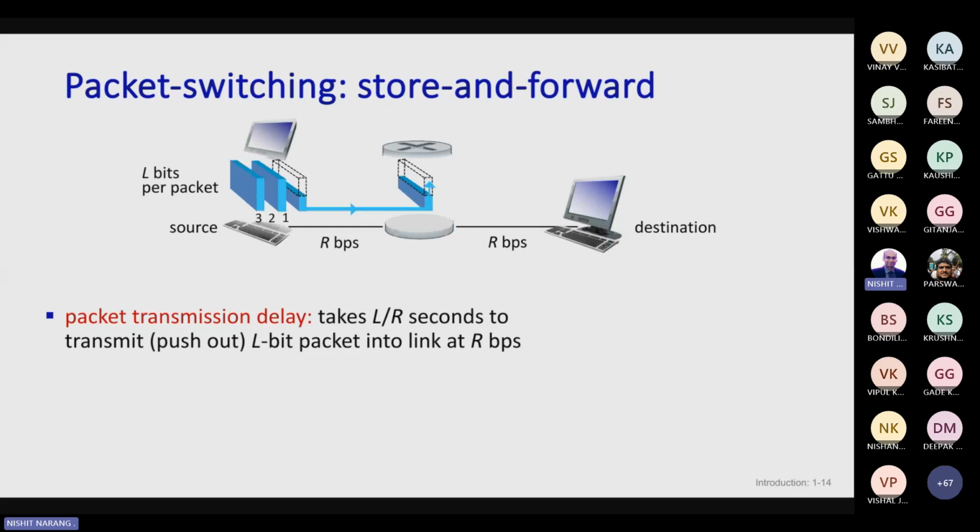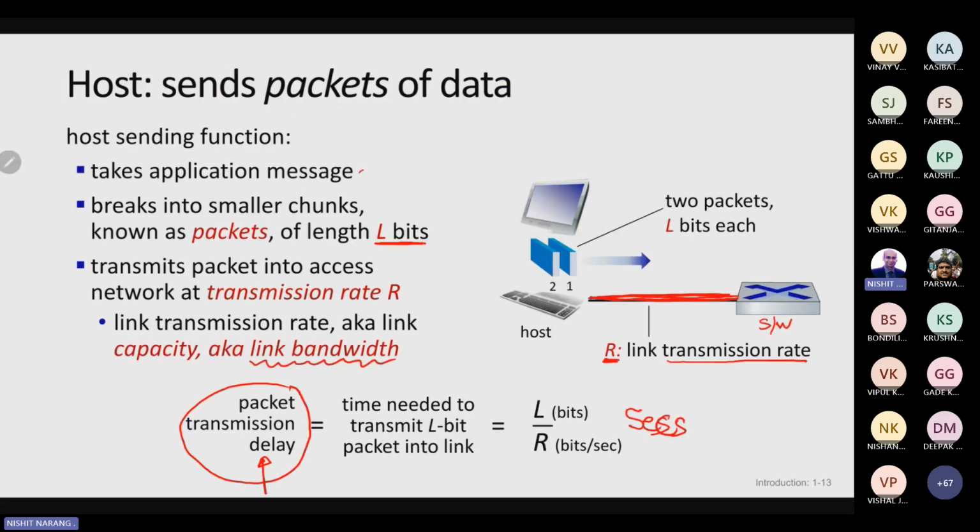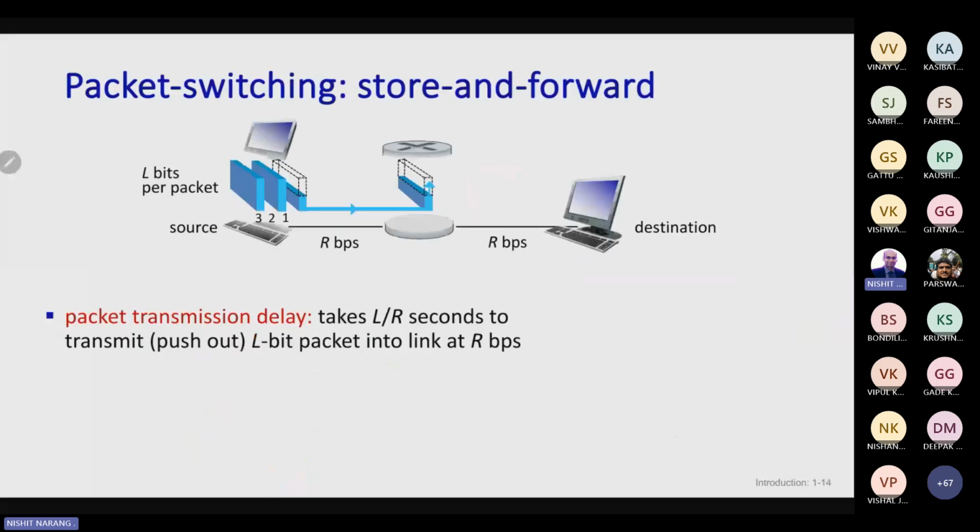So in packet switching, we said a host takes an application message and breaks it up into a lot of chunks of data packets of L bits each. So let's say the application message was 10L in size. The host will take this application message and break it up into 10 packets of L bits each. Now these 10 packets have to be sent towards the destination.